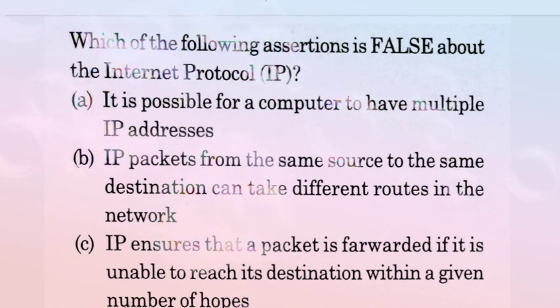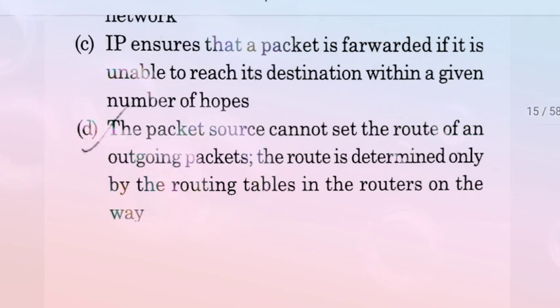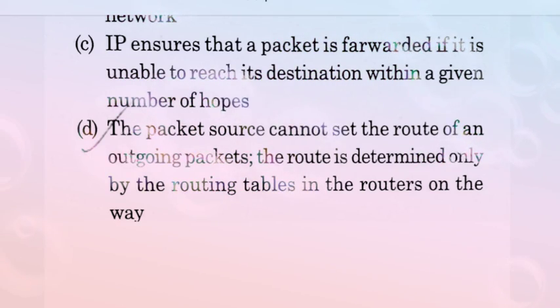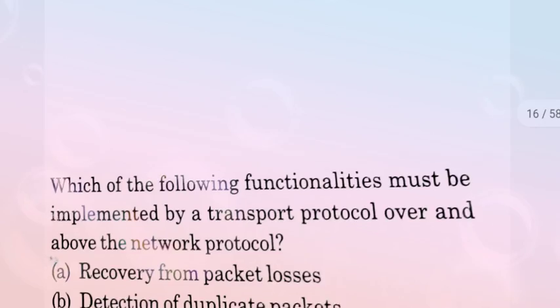Now we need to find only the false statement. Now come to the fourth: the packet source cannot send the route of an outgoing packet. The route is determined only by the routing table in the routers on the way. So this is your false statement. So we say that option D is false. Now come to the next question.